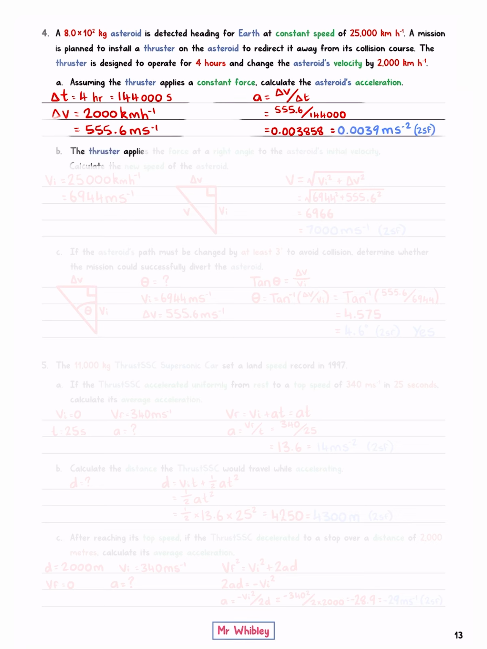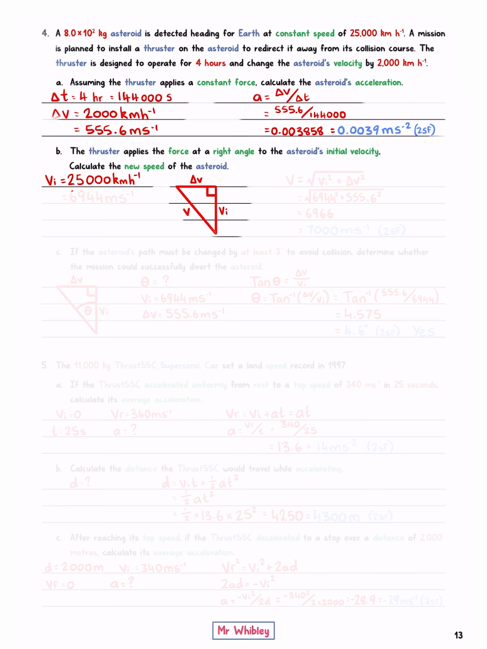The thruster applies the force at a right angle to the asteroid's initial velocity. Calculate the new speed of the asteroid. So we have our asteroid's initial velocity. We have the change in velocity we're going to cause with the thruster, which is at a right angle. The vector combination of these two is our total velocity here, v, where we know that vi is 25,000 kilometers per hour, which divided by 3.6 is 6,944 meters per second.